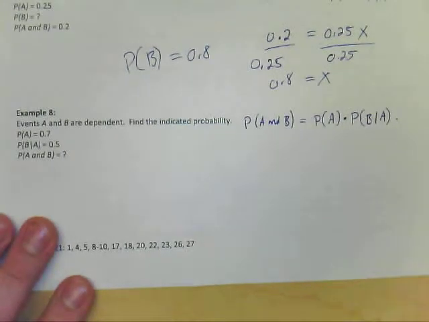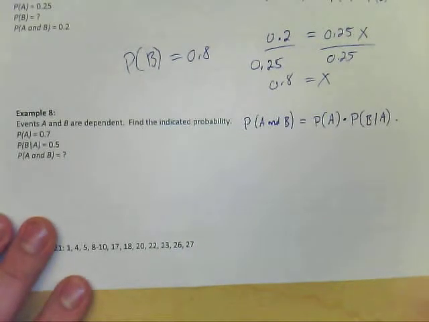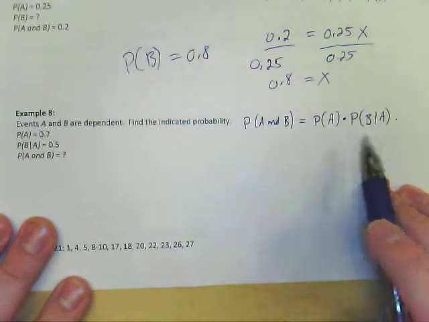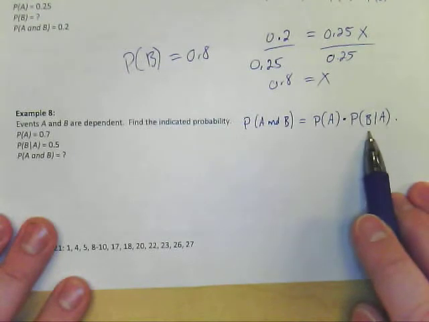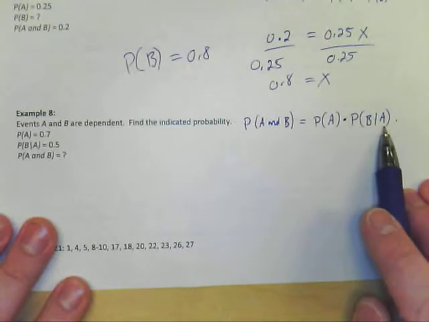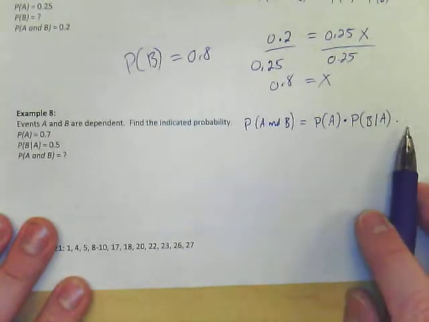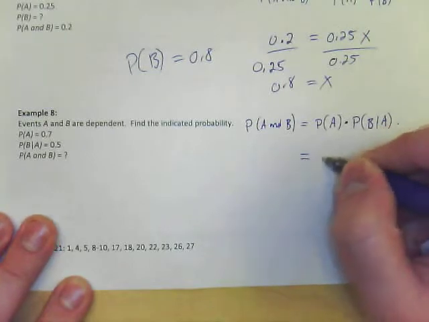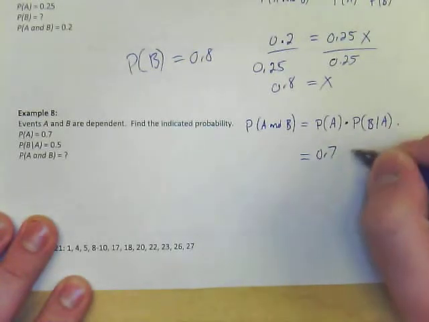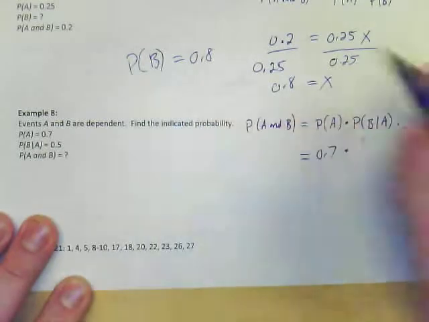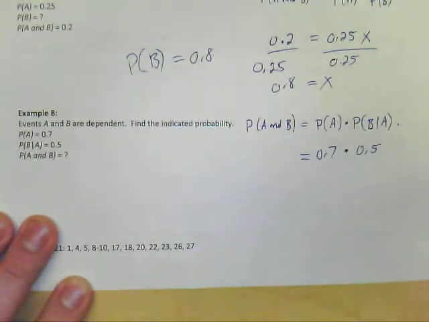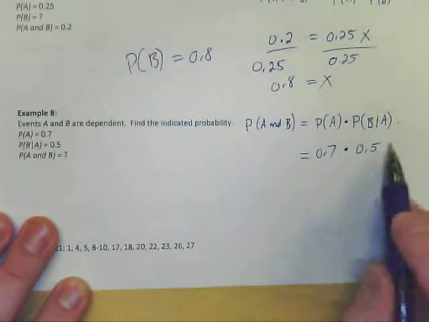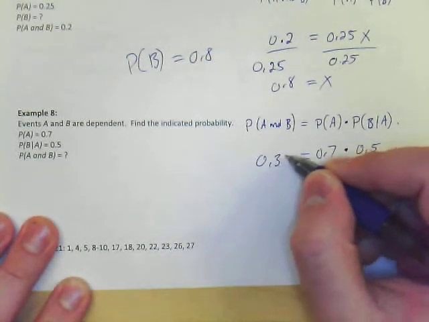Example 8. Exact same thing, but with dependent events. There's really no difference. You still just multiply the probabilities together. It's just that when you're calculating the probability of event B given that A has happened, that's where the tricky part is. But this is going to act just like the last one that we did. So we'd have, let's see, we know what the probability of A is, so we'll plug that in. We know what the probability of event B given that event A has happened is. That's 0.5. And so to find the probability of A and B, we just multiply those together, and that's going to be 0.35.